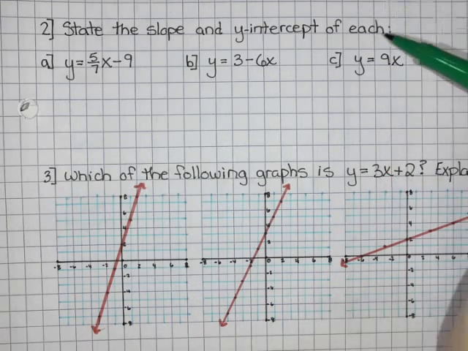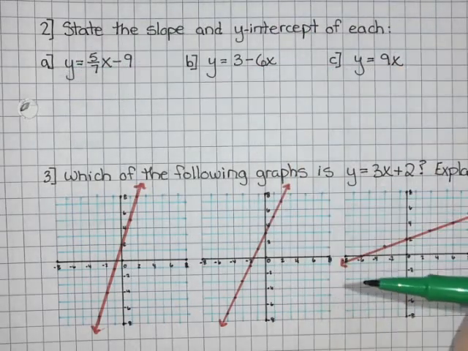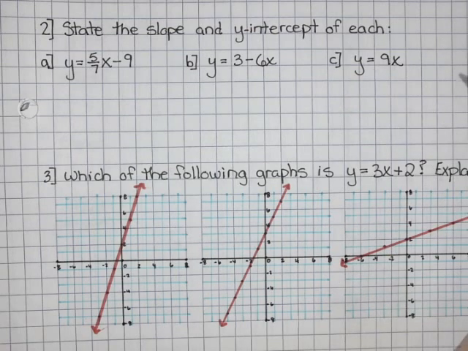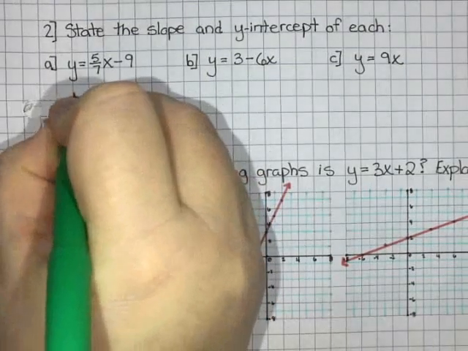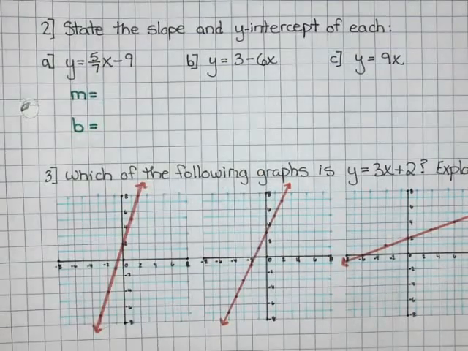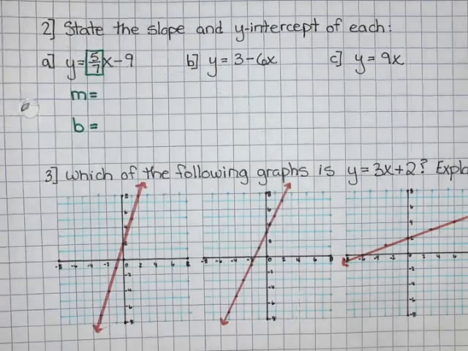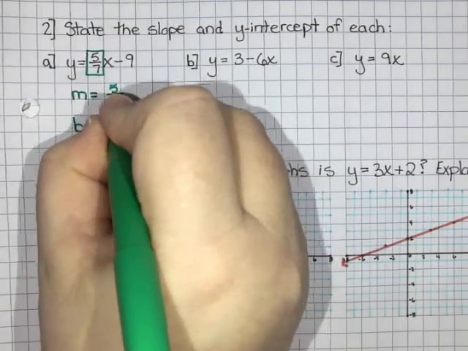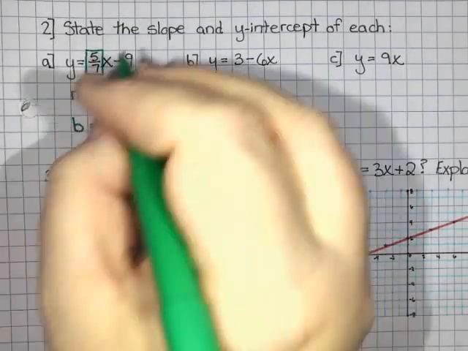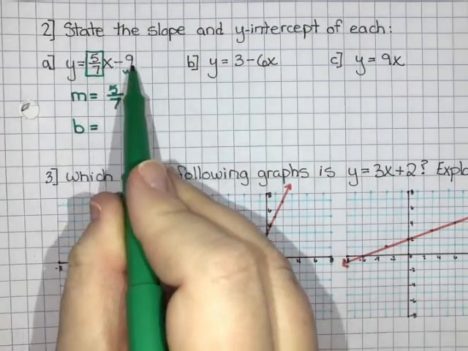So it says state the slope and y-intercept of each, and we have y equals 5 over 7x minus 9. You can write out the words slope and y-intercept, or we can use the short forms m and b. It's entirely up to you. I think I'm going to write m and b just because it's a little less writing. So the slope should always be next to the x. In this case, that would be 5 over 7. And the b should always be the part that's not next to the x, which is not just 9, but negative 9.